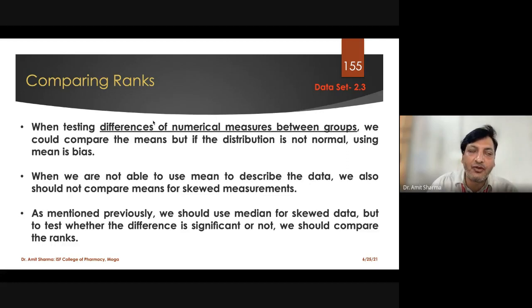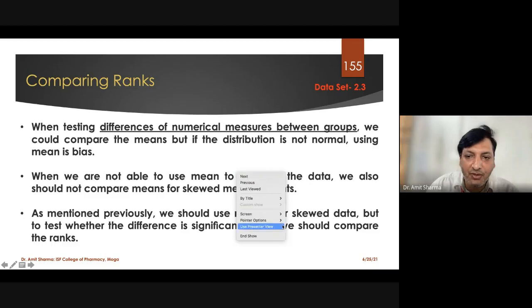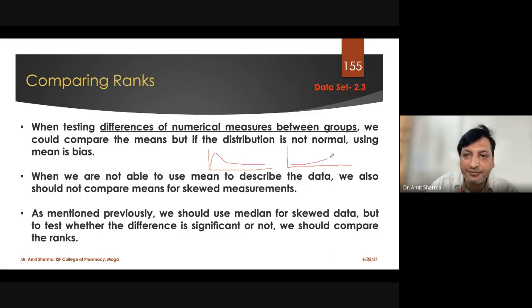We can quote our result in terms of the median for data where the distribution was found skewed, or the distribution of data was having skewness. Either you have a positive skewness like this graph, or a negative skewness like this graph. In that case, data will be quoted in terms of the median. Clear? This we have already studied. So we should use the median as the alternative for skewed data. But for the test, whether the difference is significant or not, we should compare the ranks.